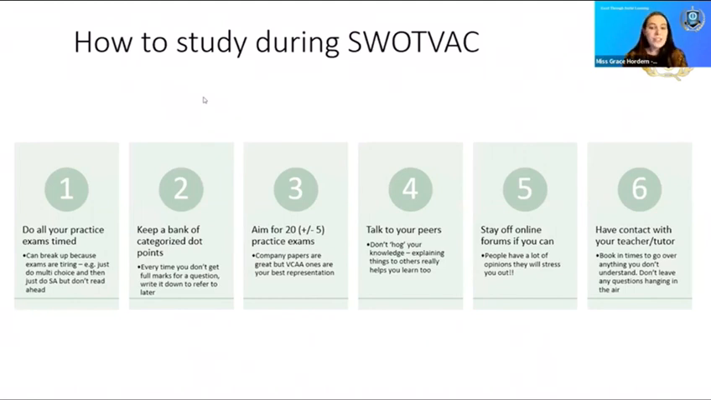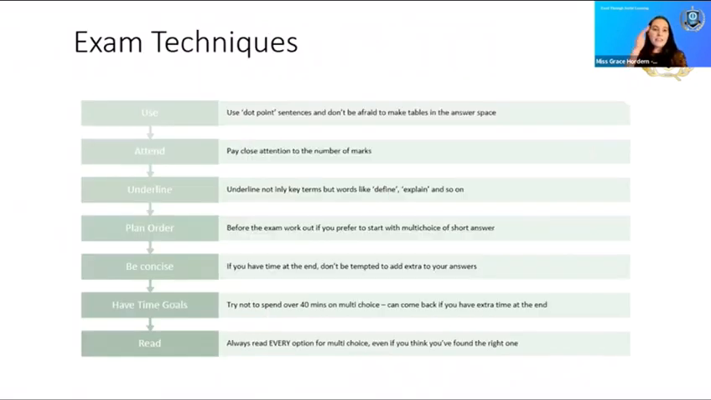Next, talk to your peers. Make sure that you're not keeping knowledge to yourself. Explaining things to other people is really good practice of being able to articulate things and formulate answers. Lastly, make use of your teacher or tutor. Make times to go over things that you don't understand. Definitely don't leave any questions hanging in the air.